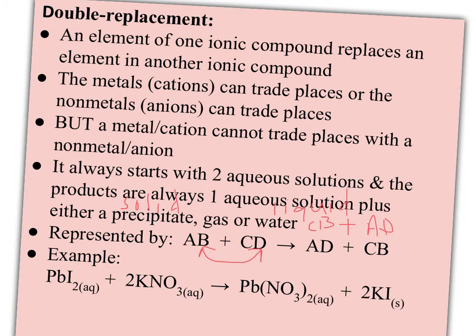So I have an example here. Lead iodide plus potassium nitrate will form lead nitrate and potassium iodide. And again, you can see I started with two aqueous solutions, and I still have one aqueous solution, but this KI is going to form a solid or precipitate, and we'd be able to separate it from the liquid lead nitrate when we got finished.